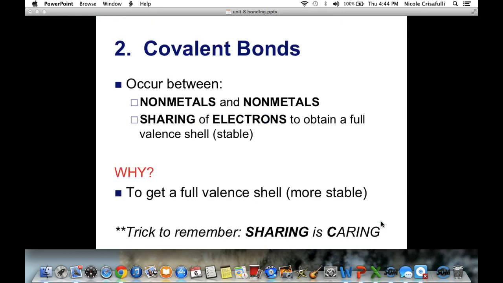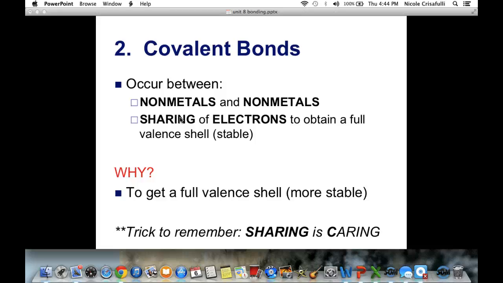Covalent bonds are a little bit different. Covalent bonds occur between two nonmetals. So these are going to be two elements that are going to be on the right side of the periodic table. And what they do is that instead of one element in this bond being highly electronegative and wanting electrons so bad that it will take electrons from a metal, they are going to share electrons to obtain a full valence shell. Again, why do covalent bonds happen? Covalent bonds happen because these two nonmetals want to have full valence shells so that they can become more stable.